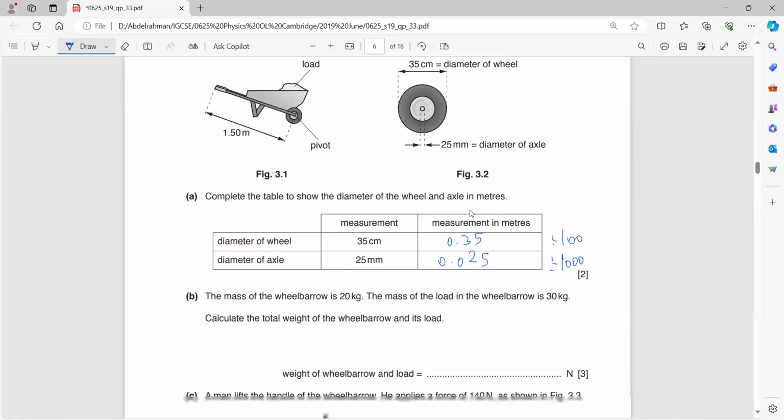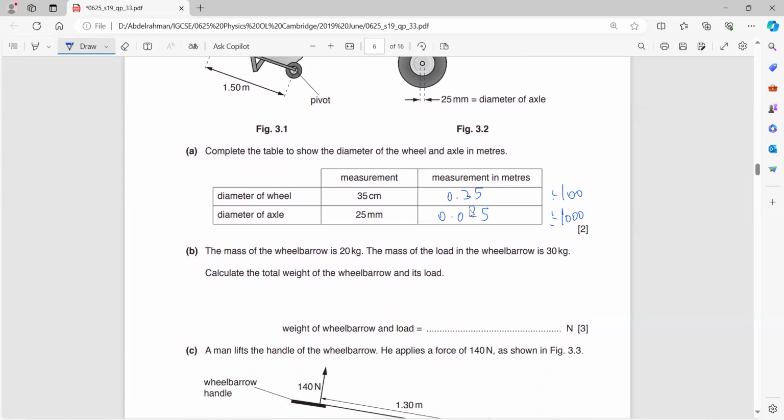Very good. The mass of the wheelbarrow is 20 kilograms. The mass of the load in the wheelbarrow is 30 kilograms. Calculate the total weight. How can I find the total weight? Weight equals mg. What's the total mass now? 20 plus 30 is 50. So I do 50 times 9.8, which is 490 newtons.